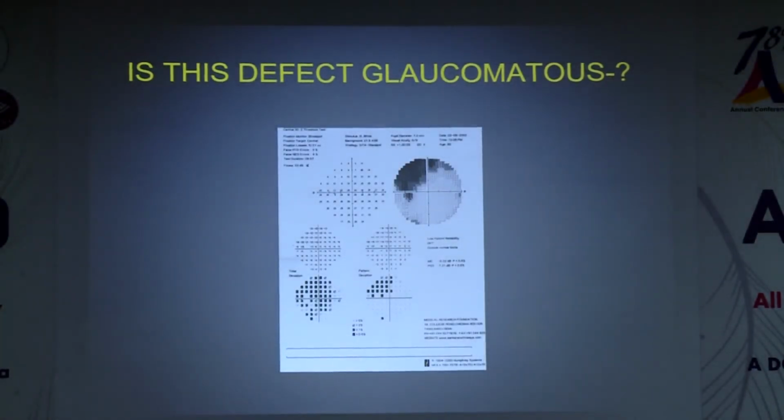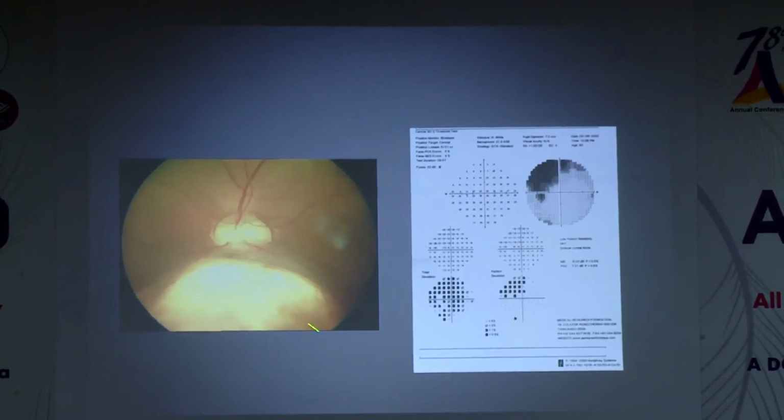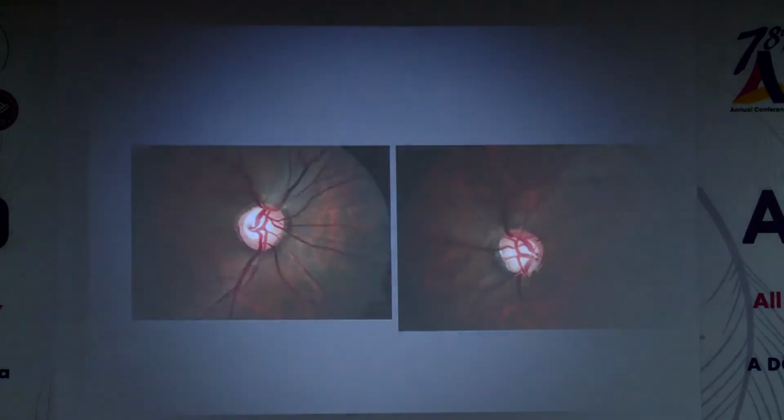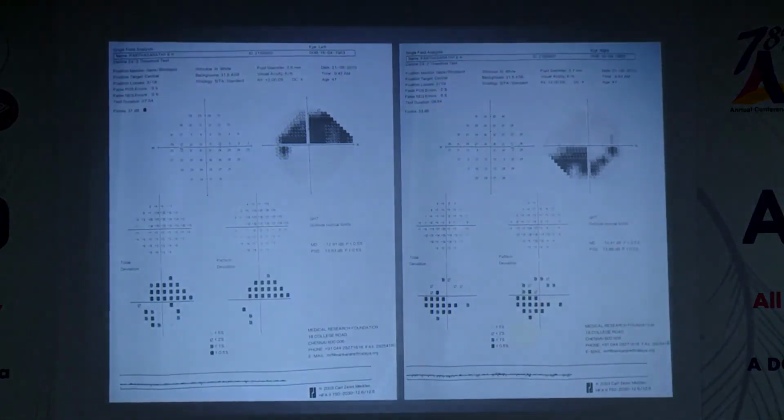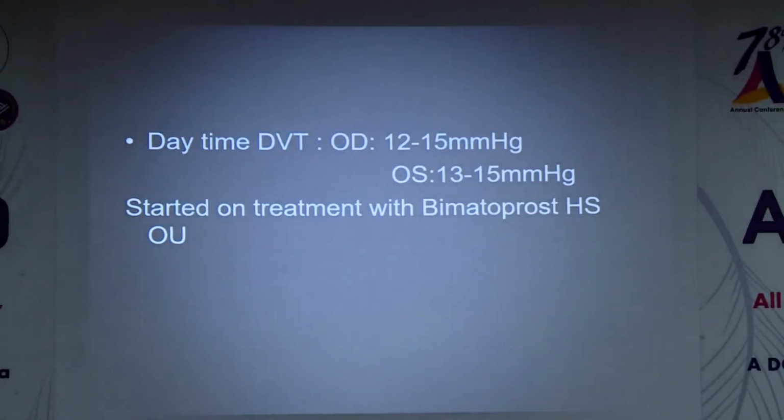Is this defect glaucomatous? No, it's not, as it was described earlier, because this defect corresponds with the coloboma of the retina. Now this was a very bizarre defect. You can see that there's a superior notch with a nerve fiber layer defect. Here you see a tilted disc with an inferior notch with the nerve fiber layer defect, and this corresponds with the visual field also. So this patient, we did a daytime DAVT, and we thought nerve fiber layer defect is there, corresponding visual field defects are there, so it's better to treat the patient.